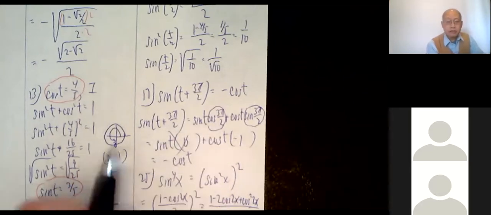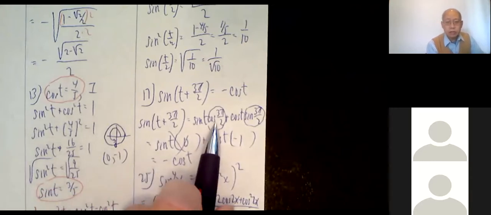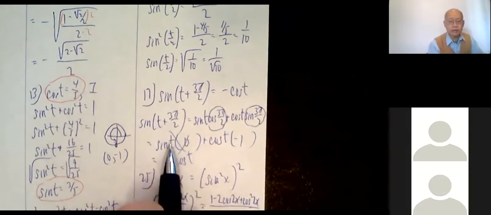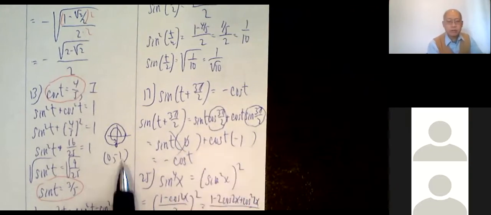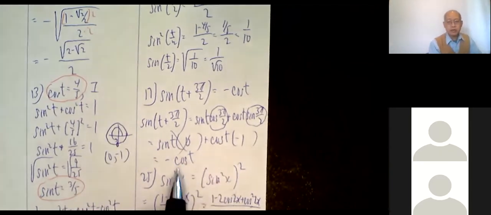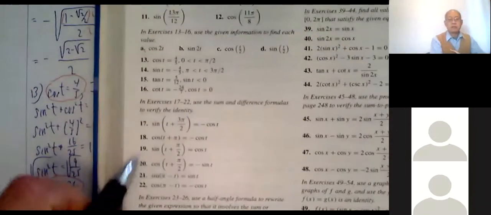So 3 pi over 2 is right here, south pole, as it were, (0, negative 1). So cosine, the x coordinate, is 0. So we multiply by 0, just forget about it. Sine of 3 pi over 2, the y coordinate, is negative 1. So cosine t times negative 1 is negative cosine t. So that's that. All right, so that's how you do this bunch.